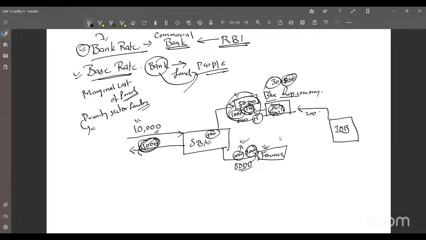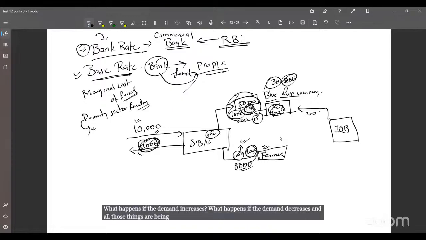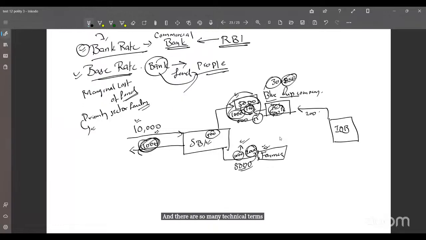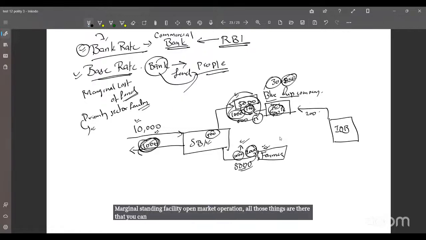So are we clear? Overall, you understand how the bank works and how the money works, what happens if the demand increases, and what happens if the demand decreases. All those things should be clear, and this is the banking system you have to know. This is the general overall picture. There are many technical terms which you should learn by yourself: marginal standing facility, open market operation, all those things.